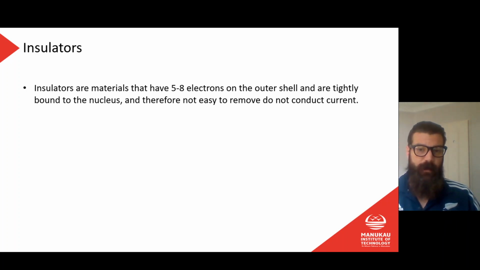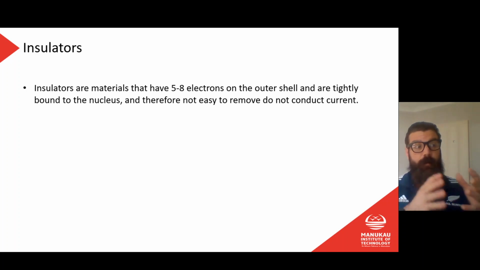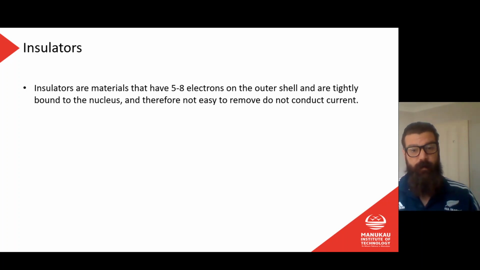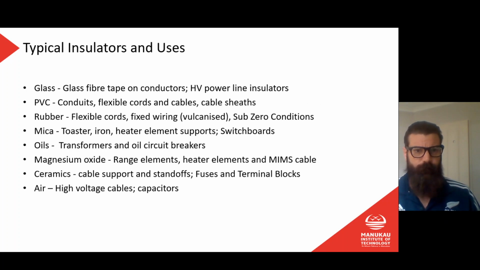These are materials that will resist the movement of electrons. So we can use them as the opposite of a conductor, right? And insulators are just as important as conductors are, because wherever we're conducting electricity, we need to insulate people from it. So typical types of insulators: glass.